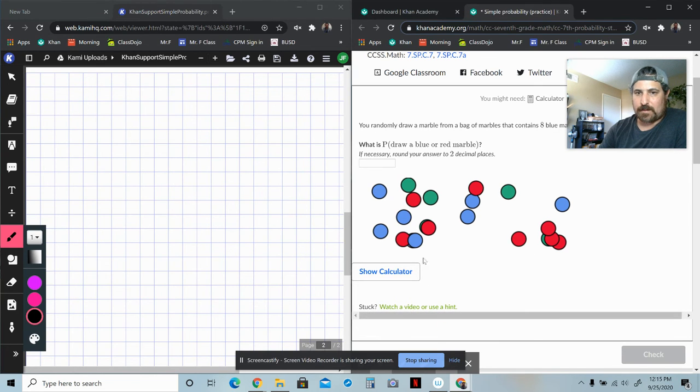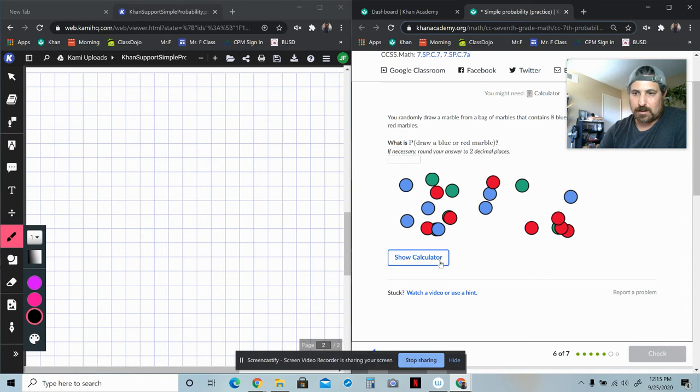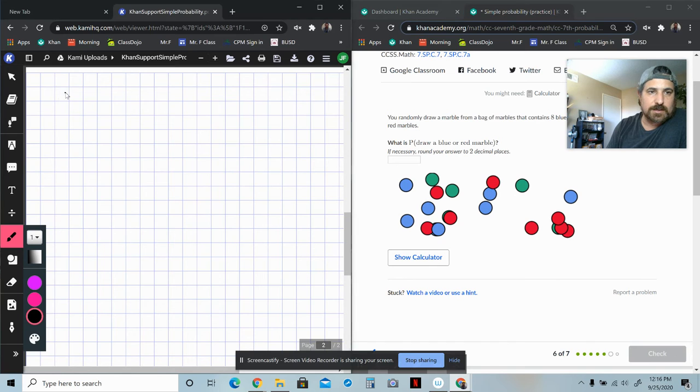I think it's number 5. Let's zoom out a little bit so you can see. There we go. Is this the 5th question? 6th question. Okay, cool. So we're going to do this one here. So this is number 6, and we have to just literally count how many of these circles there are.